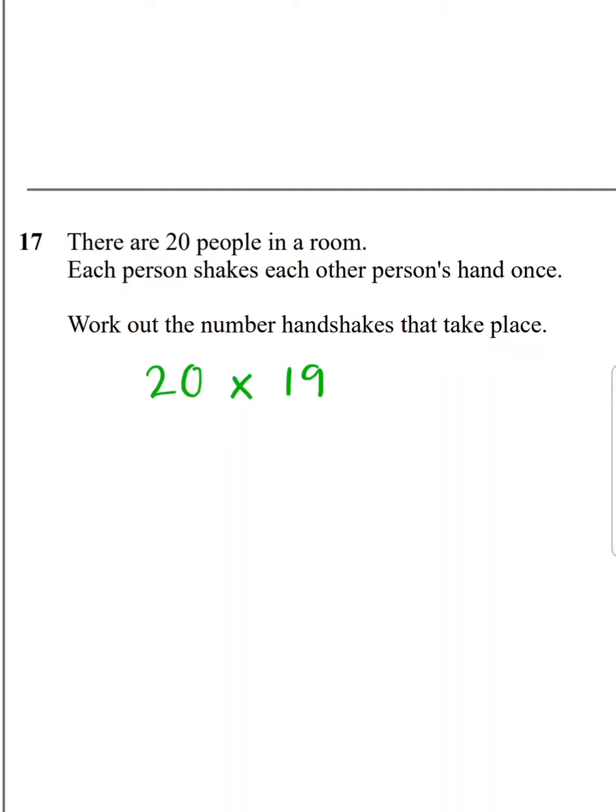However, with each combination, you would possibly have a double. I'll give you an example. So let's say there's Sam and John in the room, and it's Sam's turn. So Sam is shaking John's hand and everyone else. When it comes to John's turn, at some point he's going to shake Sam's hand. So they would have already done that option. So what you've got to do is take your answer and halve it to cancel out all those doubles. So it'll be 380 divided by 2, and that will give us 190.